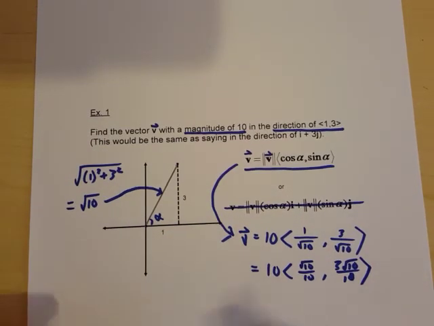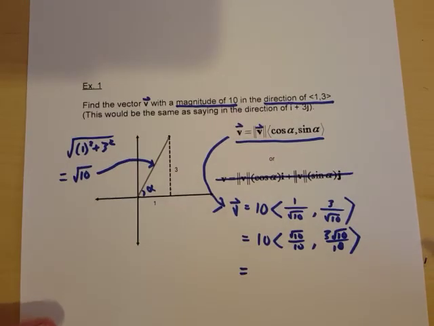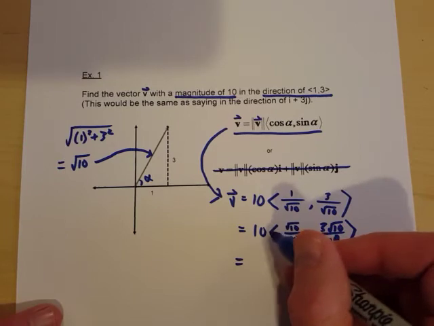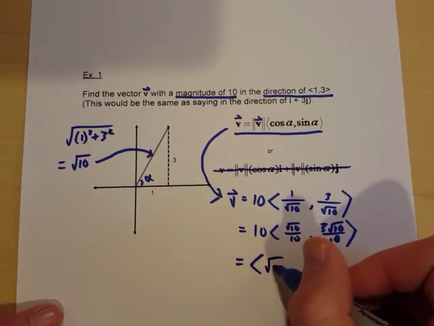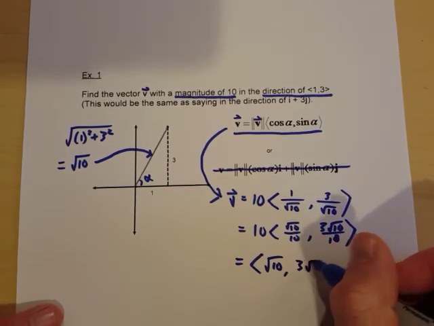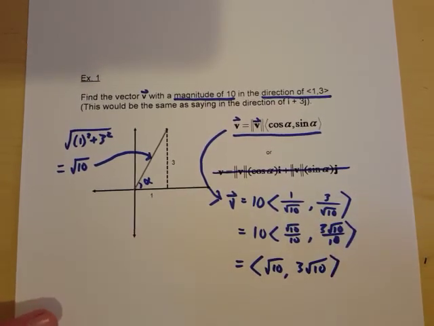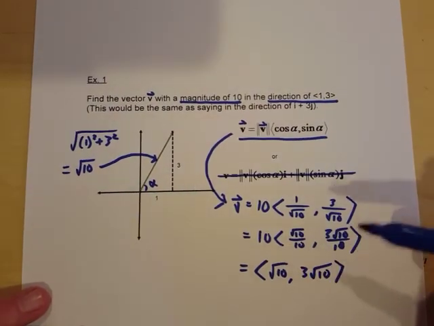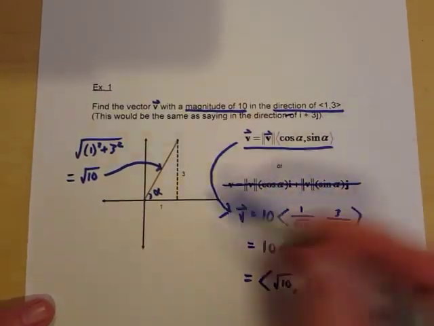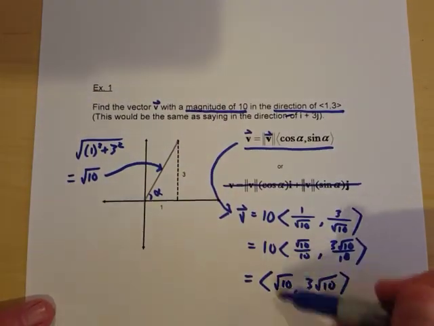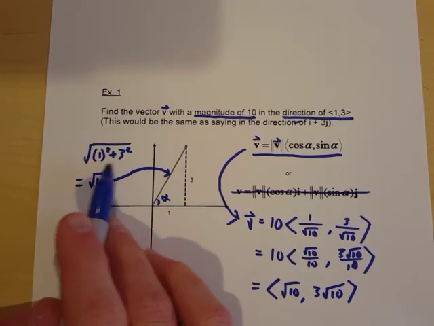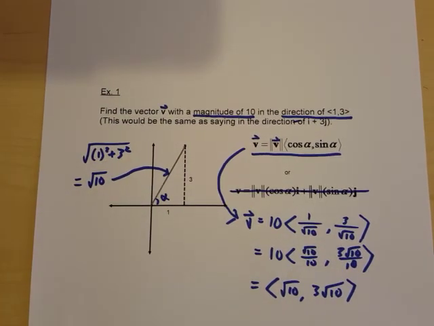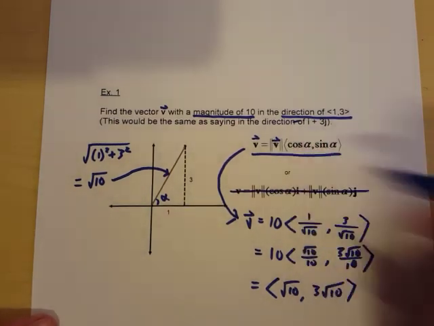Now we need to get an overall vector. We want that 10 out of there. We want to distribute that into the vector itself. We do that, the 10s basically cancel out. So our final vector in this case is going to be <square root of 10, 3 square root of 10>. What we have done is we've created a vector that is in the direction of <1, 3>, so it's along this line, but this is going to have a magnitude of 10. So if you run this through the square root formula like we're used to seeing for magnitude, you'll find that the magnitude is 10, and that's what this formula does.